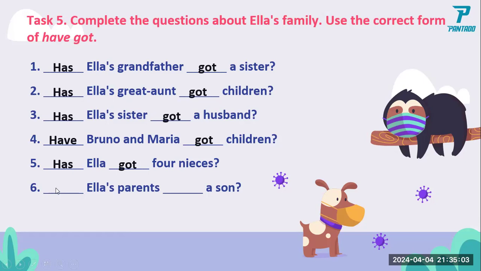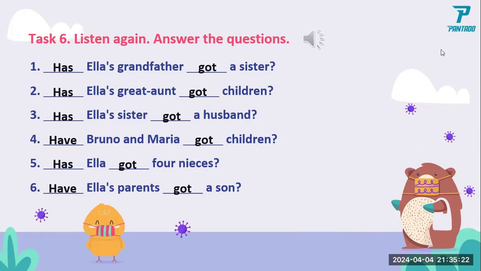Okay, so you are talking here not about the four nieces. You are talking here about Ella has got. Next is Ella's parents have got, because you are talking here about the parents, not Ella anymore. Okay? Understand? Okay, so you have to listen again and answer the question.